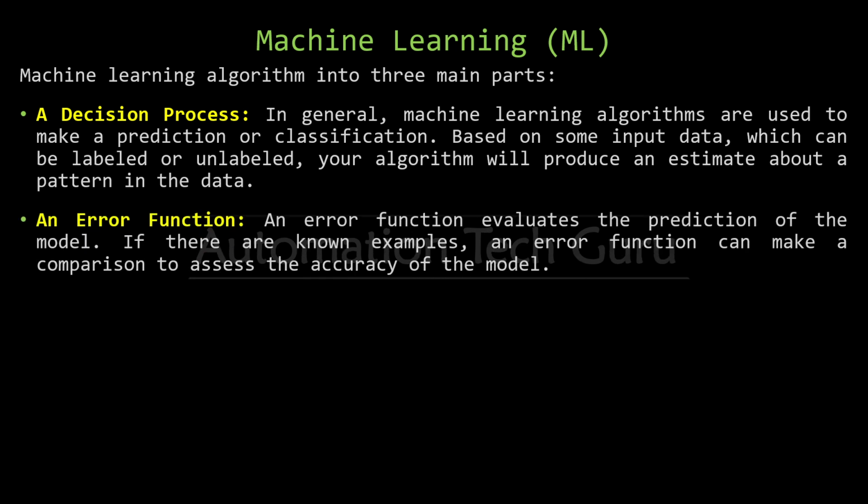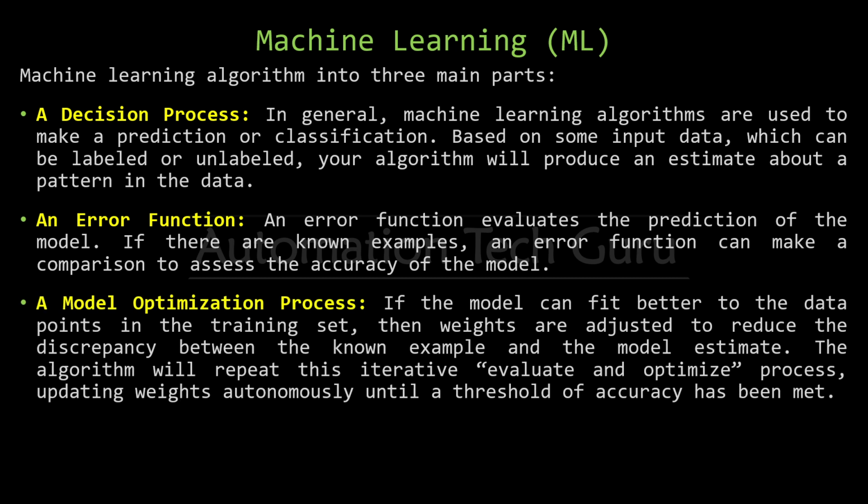An error function evaluates the prediction of the model if there are known examples. An error function can make comparisons to assess the accuracy of the model. And third is a model optimization process.